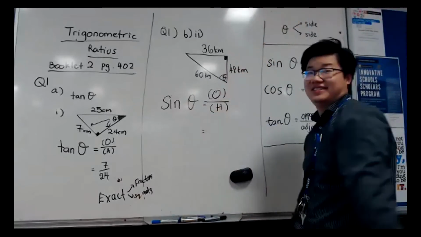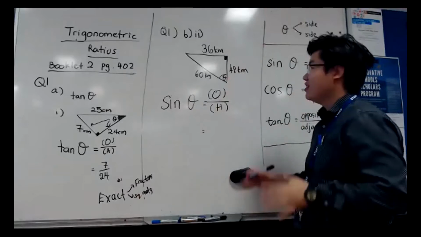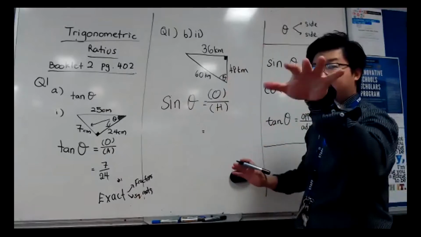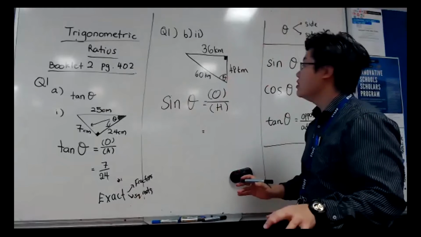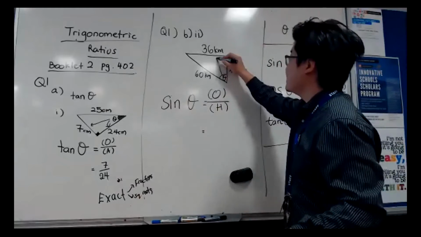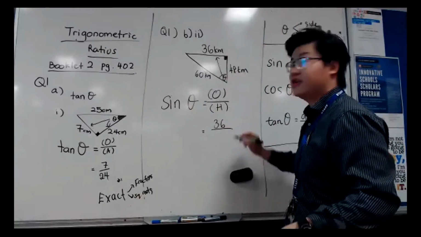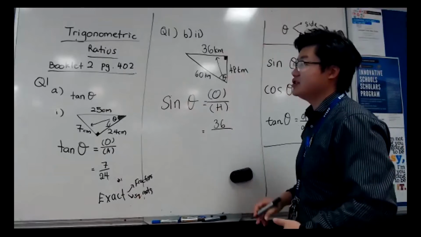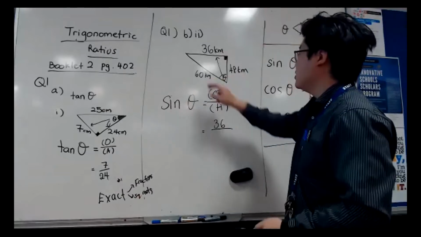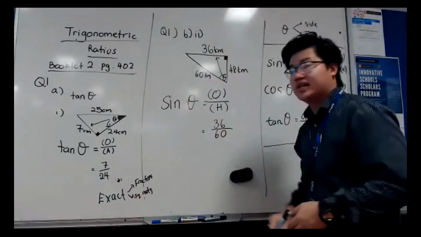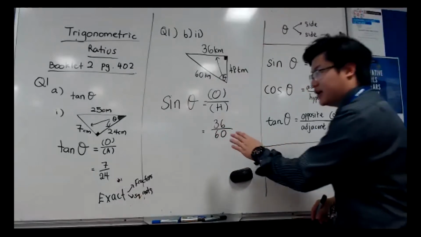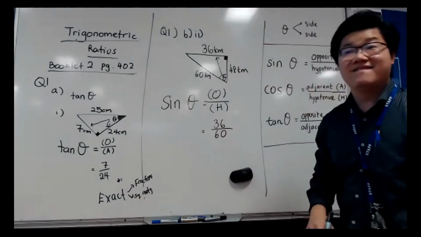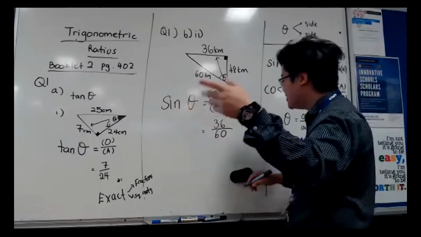What's opposite? Where's the reference angle? Very good, 36. Exactly, 36 over hypotenuse. What's the hypotenuse? 60. Very good. Now, is that our final answer? It's not. We need to simplify it.